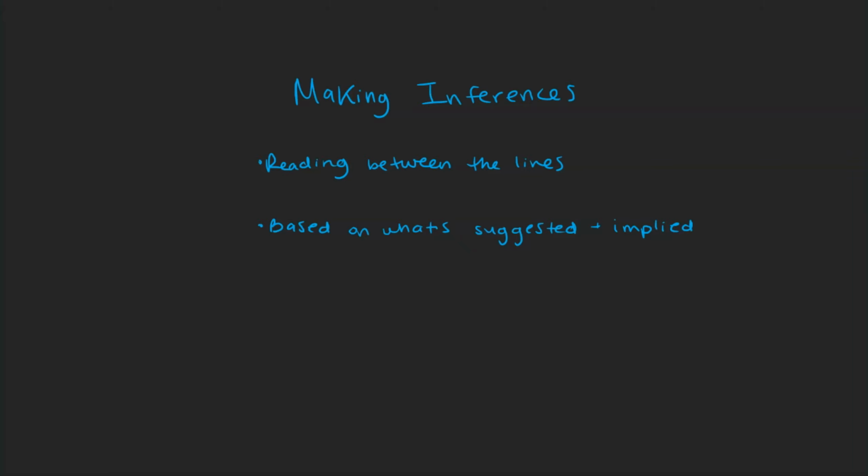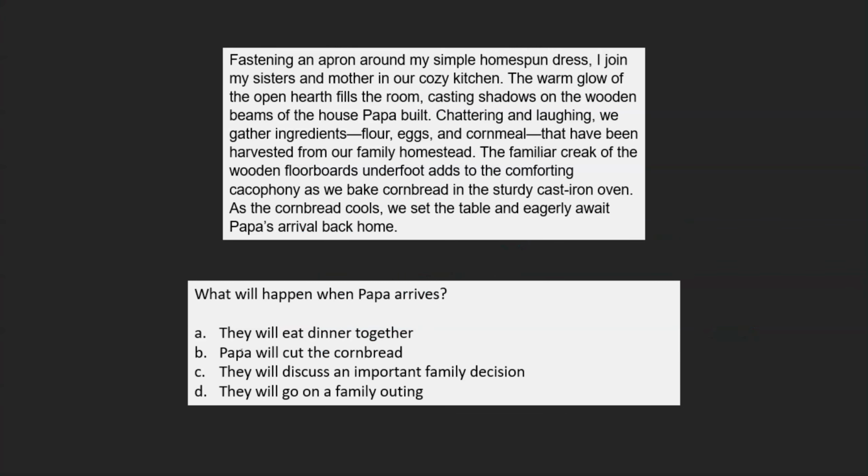As you read, you'll find clues, sensory words, or the author's choice of language, guiding you to make inferences beyond the explicit details. Let's take a look at some concrete examples. Take a minute to pause the video and read the text. Now that you've read the text, let's answer the following question.